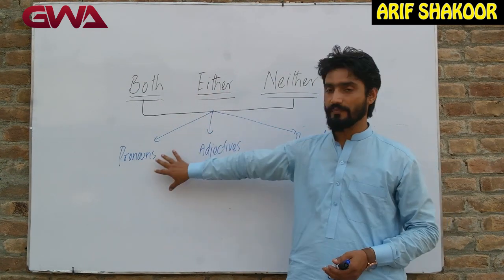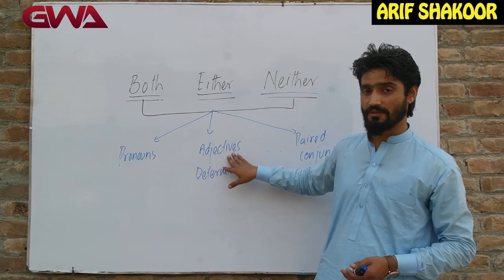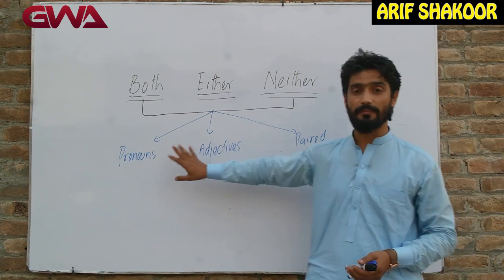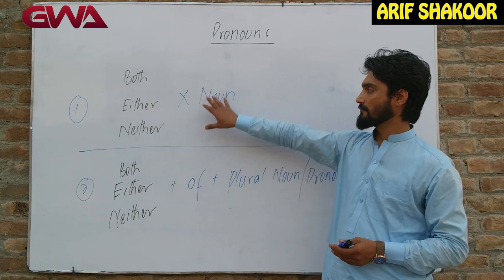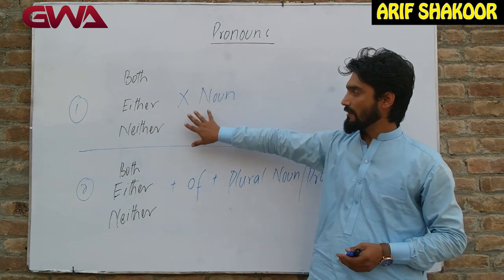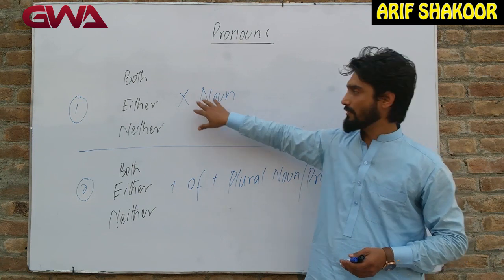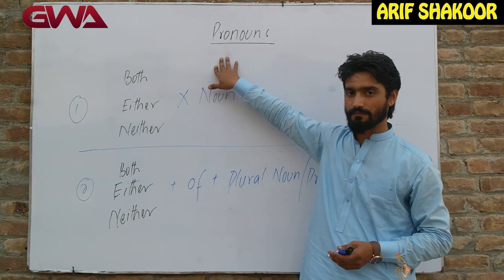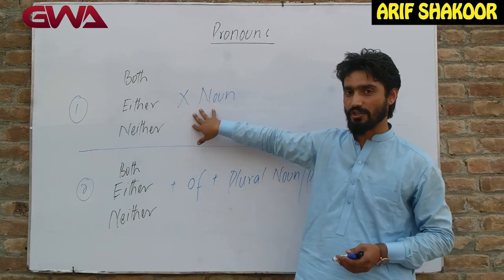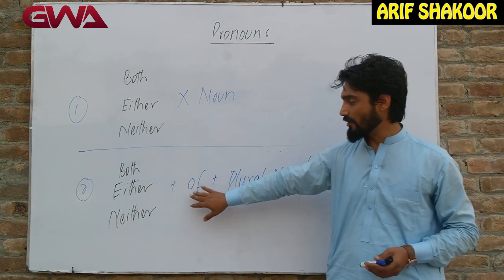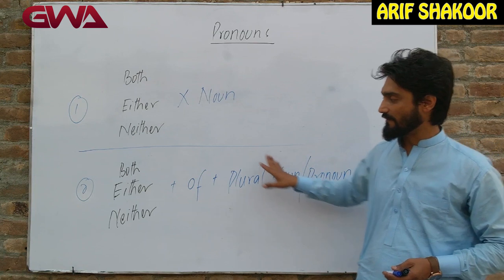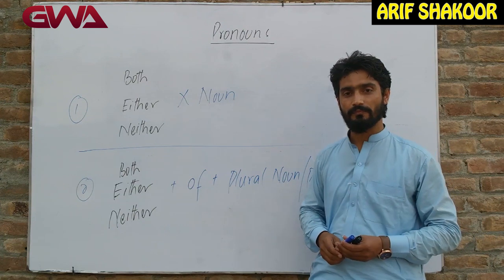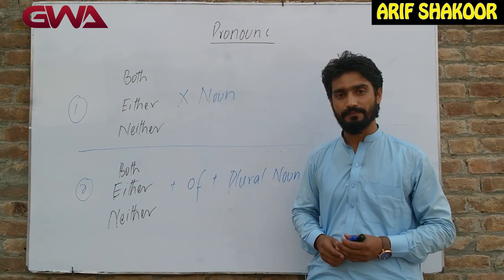Guys, we can use them as pronouns, as adjectives, or you can also call them determiners, and as paired conjunctions. So let's use them one by one. As pronouns, when you don't see a noun after both, either or neither, they will function as pronouns. That's the first identification. The second one: when you see of plus plural noun or plural pronoun after both, either or neither, they will function as pronoun. Let's use them in examples.